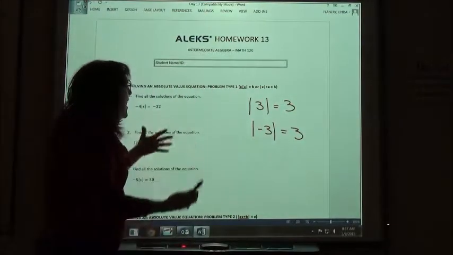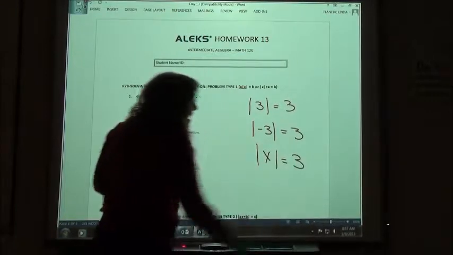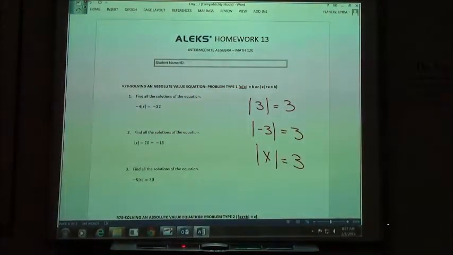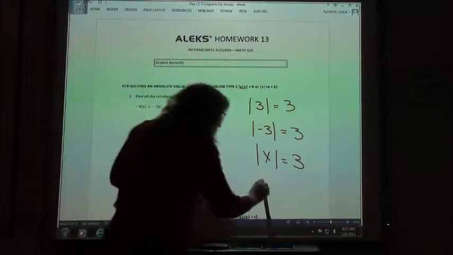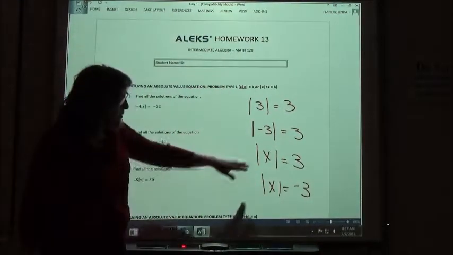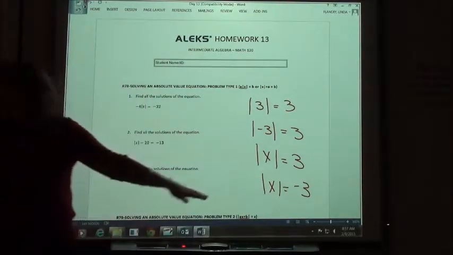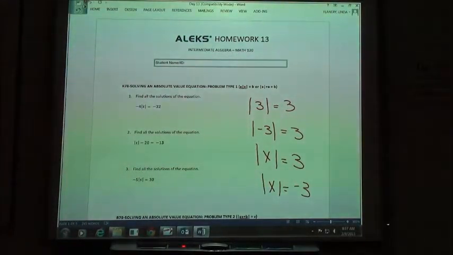So when they say the absolute value of what number equals 3, I'm actually going to have 2 answers, because both +3 and -3 are 3 places from 0 on the number line. If you have the absolute value of what number equals -3, we know absolute values are distances and can never equal negative numbers, so it would be a no solution answer.